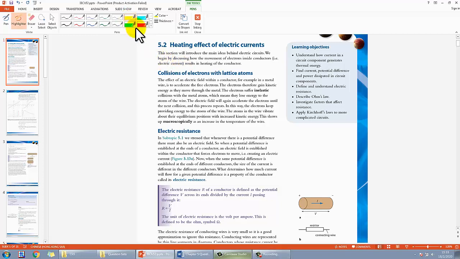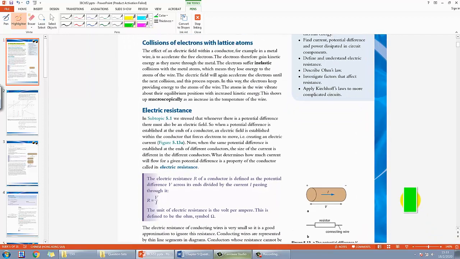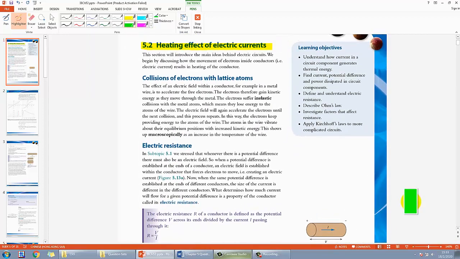Let's move on to 5.2, heating effect of electric current. So in this part of the video, we'll talk about resistance. And actually, you have learned about resistance in year 10. So I will try to revise it with you, but I expect you to have some basic knowledge about resistance. Here is a very good paragraph showing the basic idea of energy and also resistance.